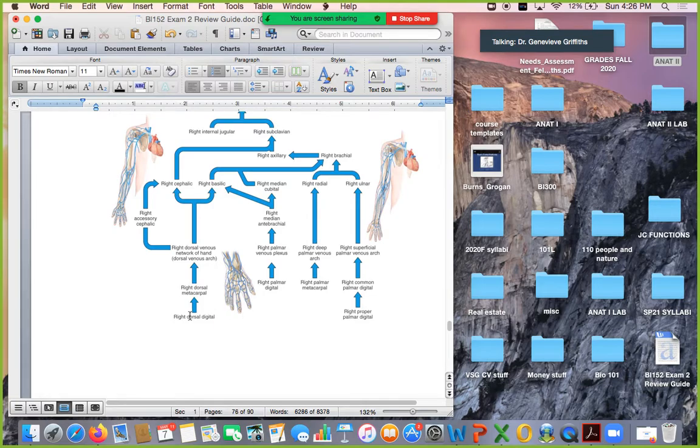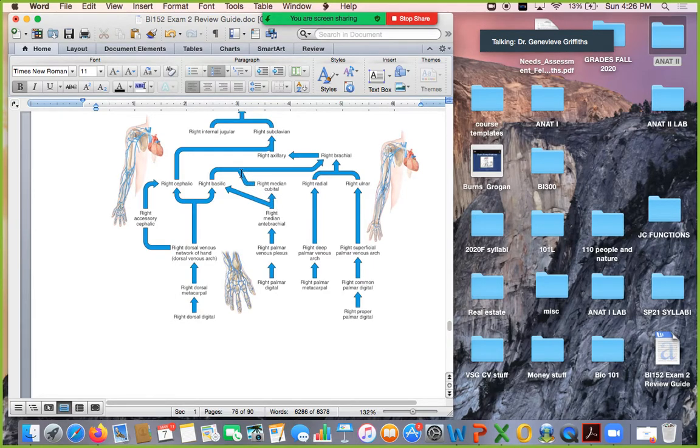Schema of drainage for the hands. We're going to have the dorsal and the palmar digitals. These are going to be the veins coming from the palmar and the dorsal regions of the hand. The dorsal regions will feed into the dorsal metacarpals and the dorsal venous network of the hand, which has some crosstalk with the accessory cephalic, as well as the right cephalic and the right basilic. The palmar digital can also feed into the palmar venous plexus and the median antebrachial, feeding into the median cubital.